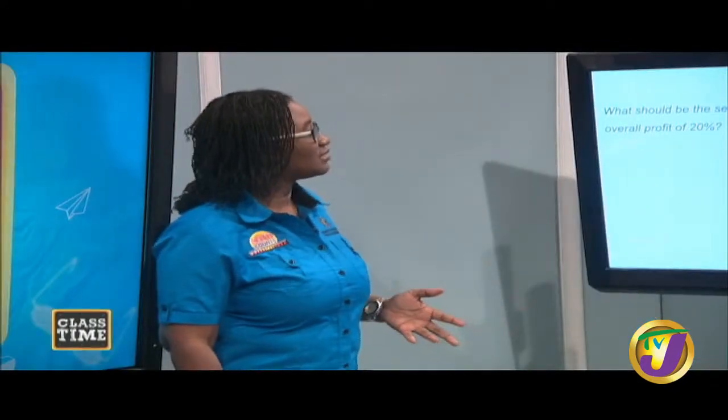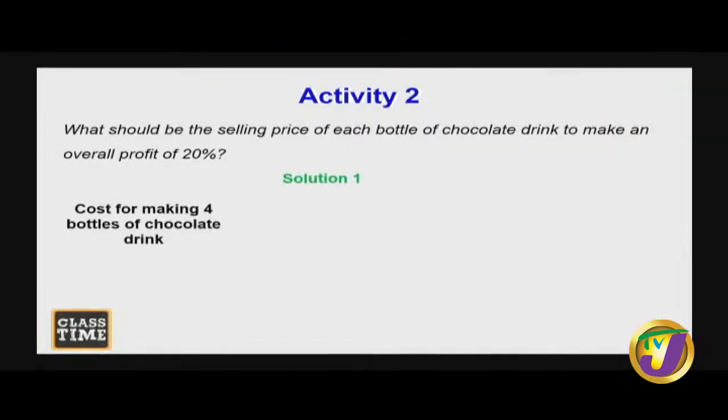So let's talk about this. We're going to be taking 2 approaches to this particular question. We know already from the previous calculation that the cost for making 4 bottles of chocolate drink is $325. They're asking about the selling price for each bottle, and that simply means for 1 bottle. So I want to figure out first what's the cost for making 1 bottle of chocolate drink.